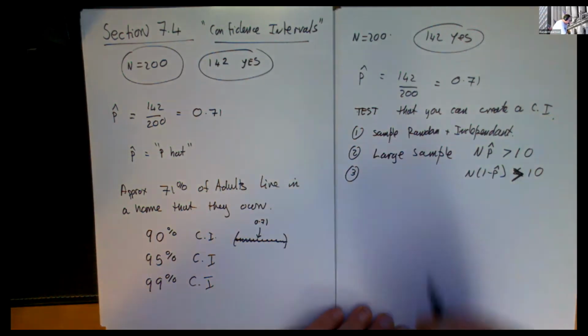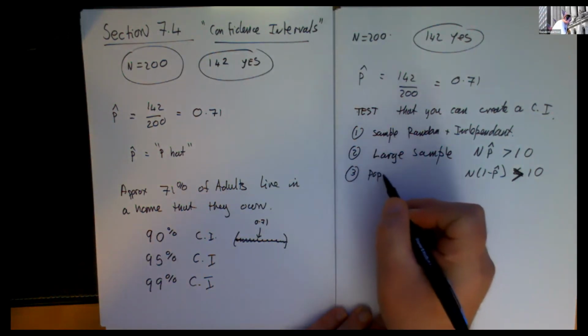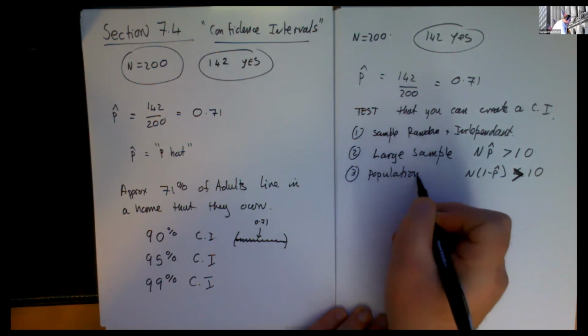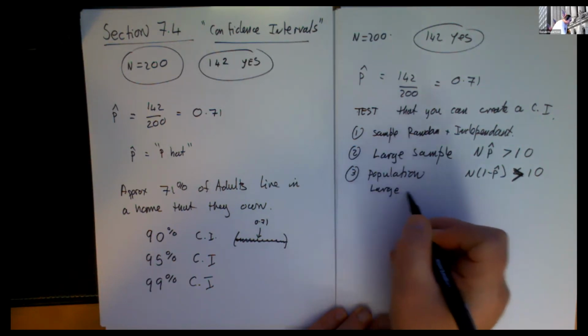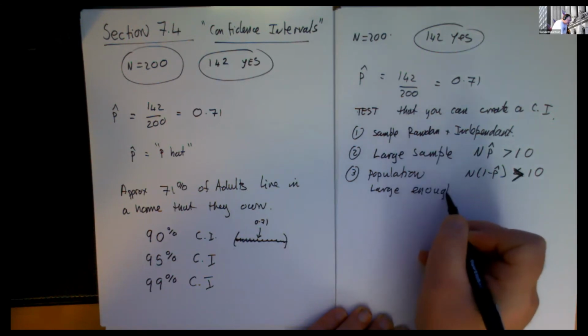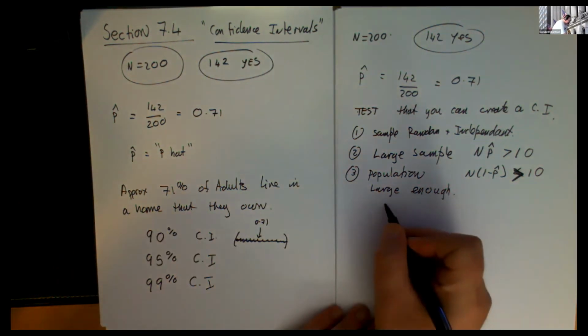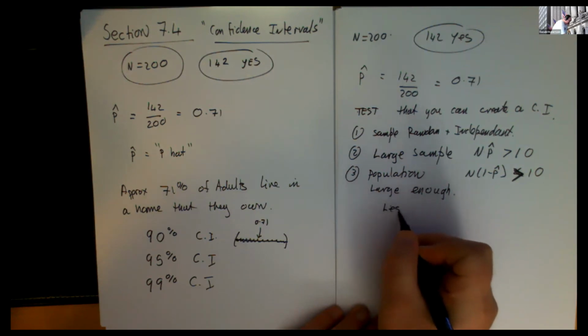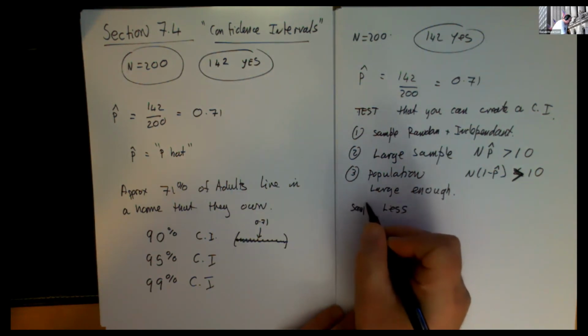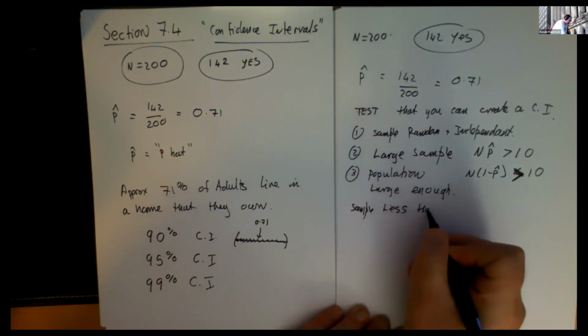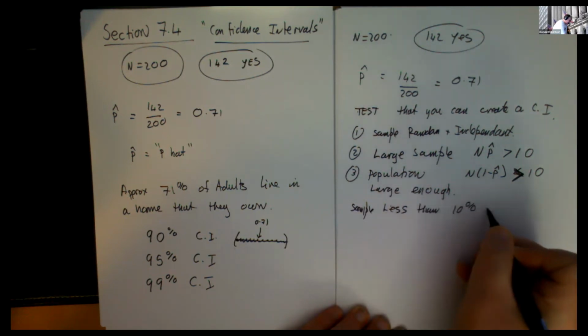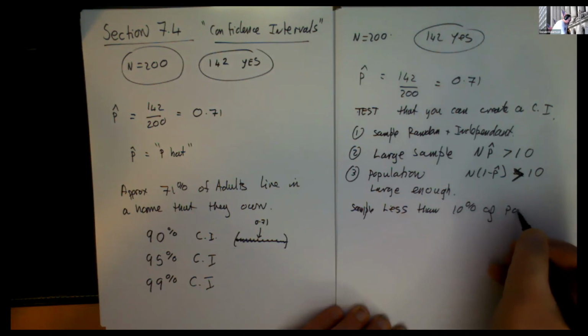And then the third thing is: is the population large enough? Most of the time we just assume that that's a yes, because common sense, you would say, yeah, there's millions of people in America. I'm pretty sure that's a big population. Technically speaking, your sample should be less than 10% of the population.